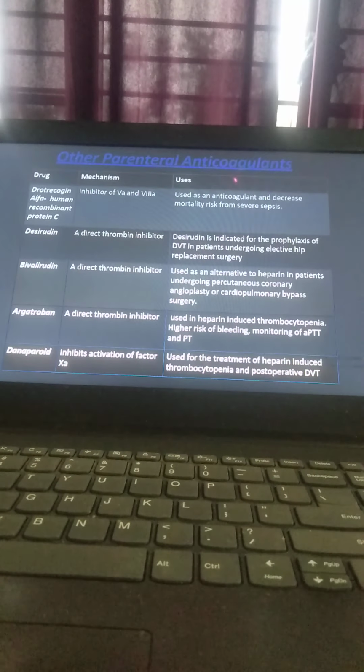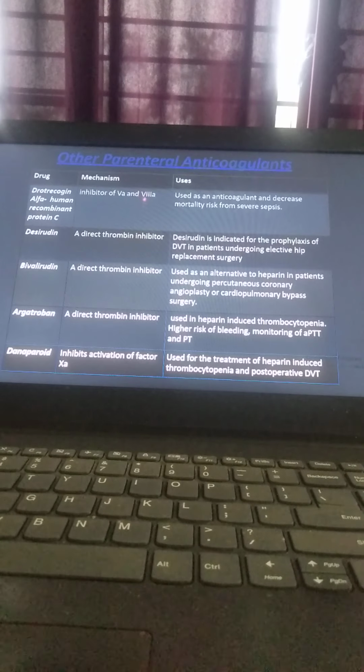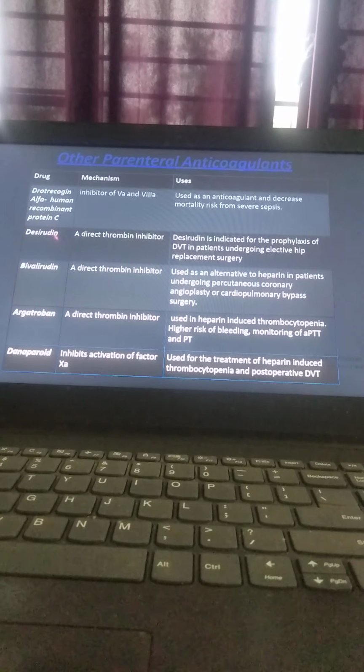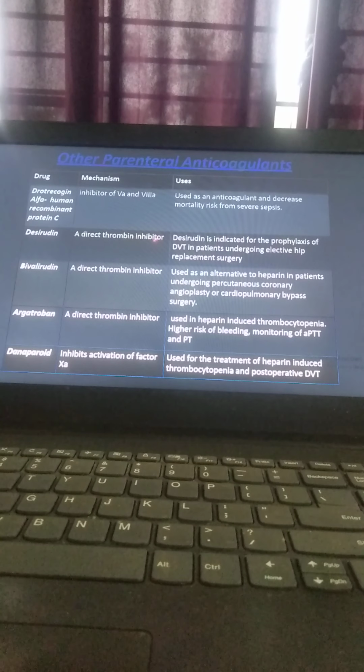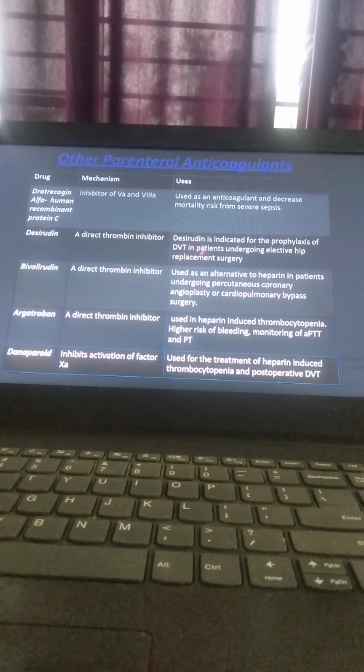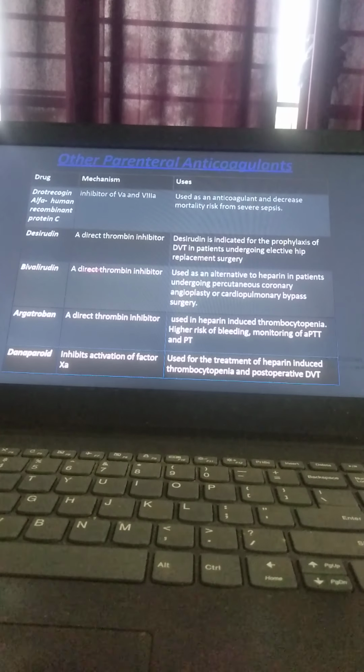Now, other parenteral anticoagulants. We have drotrecogin alfa, a human recombinant protein C, which is an inhibitor of factors 5A and 8A, used as an anticoagulant and decreases mortality risk from severe sepsis. Then we have desirudin, a direct thrombin inhibitor. Desirudin is indicated for the prophylaxis of DVT, deep venous thrombosis, in patients undergoing elective hip replacement surgery.